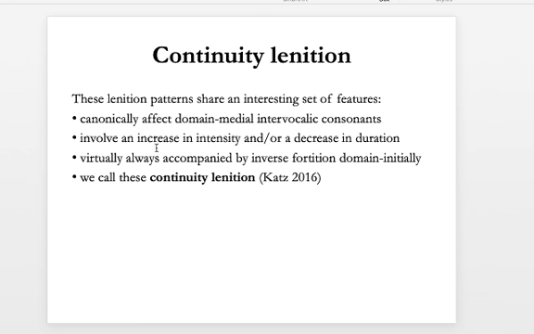So there are other lenition processes out there, or other patterns that some phonologist at some point has referred to as a lenition pattern.